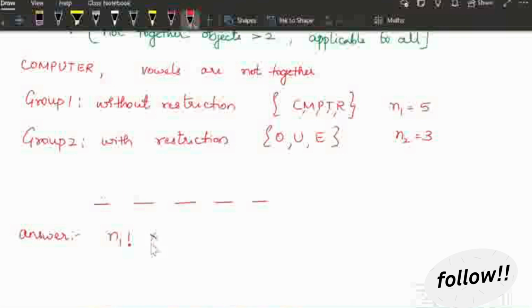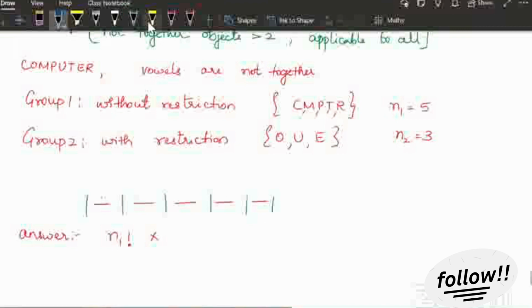Now with this, there are alternate positions, right? Check how many alternate positions are there. 1, 2, 3, 4, 5, 6. There are 6 alternate positions. Always the number of alternate positions will be 1 greater than the number of objects that is being arranged. Here we have arranged 5 objects. Therefore, there are 6 alternate positions. If you arrange only 3 objects, you will have 4 alternate positions.